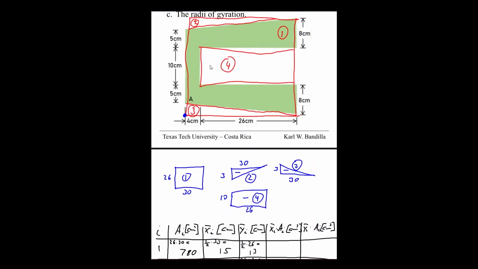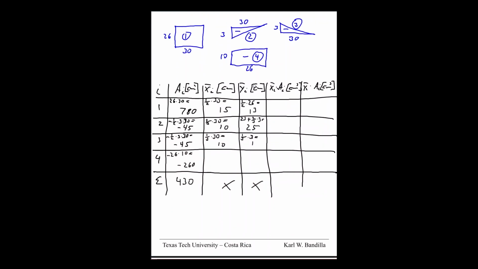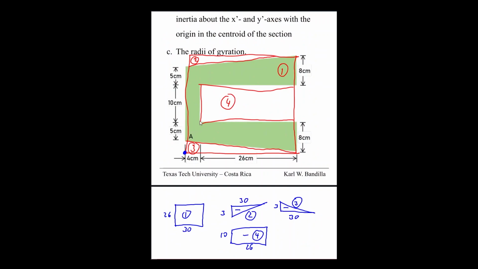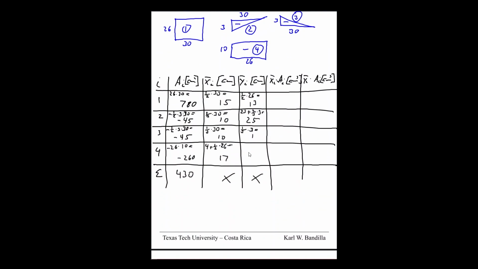And then for this one, we need to add 4 and then half of its size. So 4 plus 1/2 times 26. That should be 17. And then in the other direction, we're going 8 plus 1/2 in the height. So it'd be 8 plus 1/2 times 10, and that is 13. All right, so that's all good.